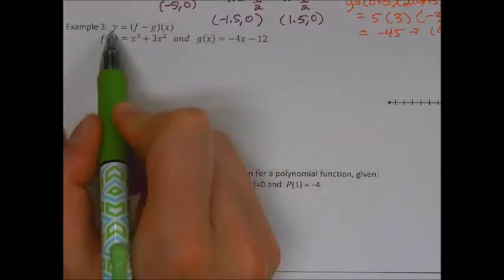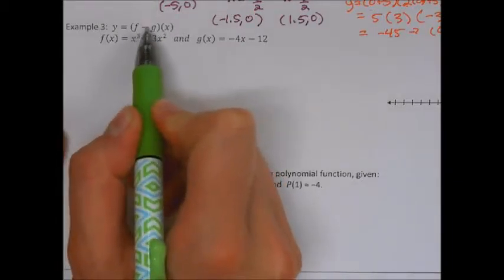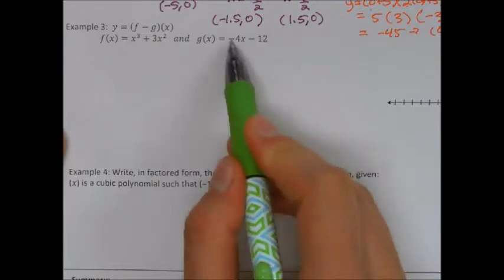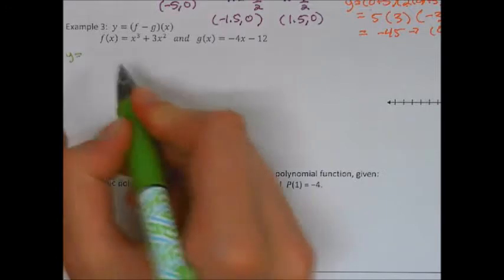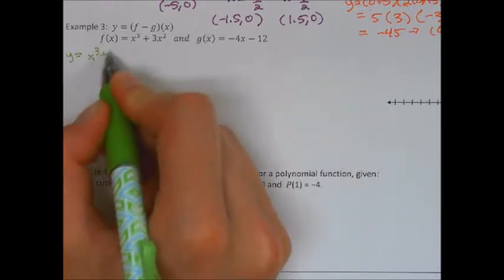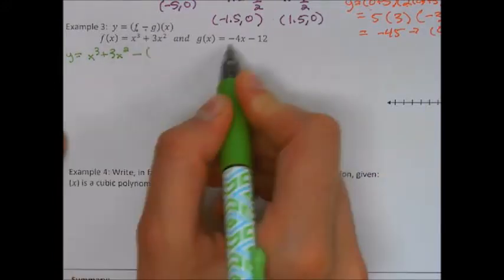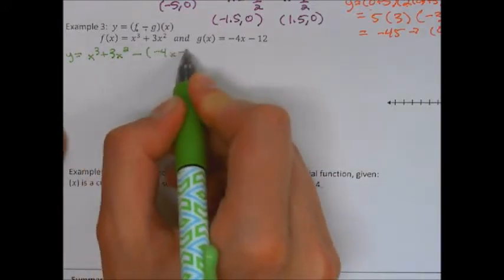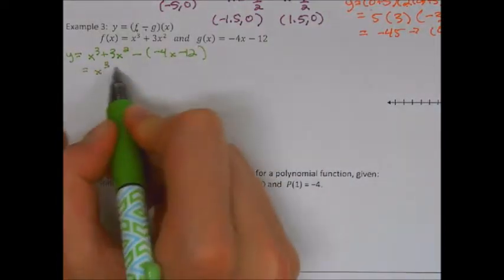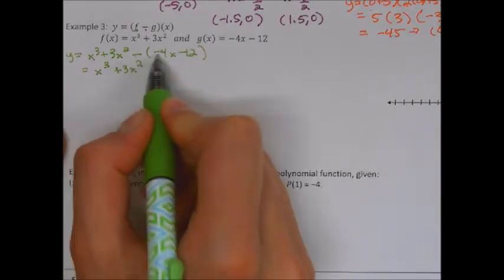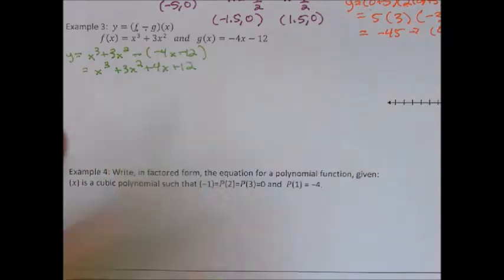For example 3, we're going to look at y equals f minus g. Remember, when we have that minus, we have to distribute the negative to all of our g. So let's write this out. Y equals x to the third plus 3x squared, that's my f, minus my g, which is negative 4x minus 12. So I have x to the third plus 3x squared, minus minus is a plus 4x, minus minus, that's a plus 12.